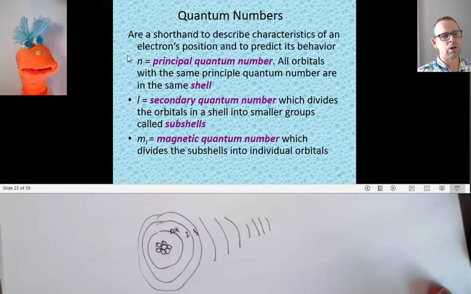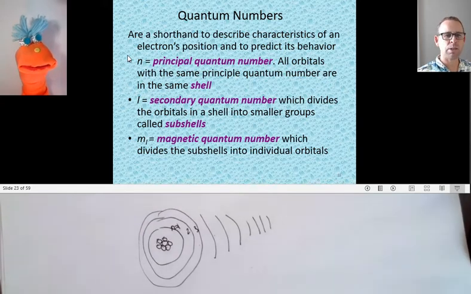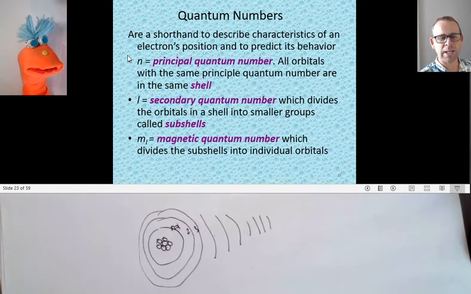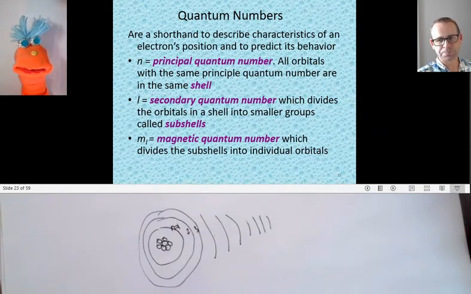L is what we call our secondary quantum number, and it divides the shells into subshells. M is our magnetic quantum number. It divides subshells into individual orbitals. Okay?